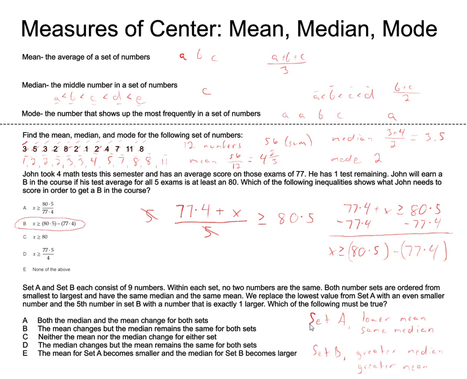So let's look at the answers and see what matches up. It looks like E, the mean for set A becomes smaller, and the median for set B becomes larger. It's correct. That choice doesn't mention anything about the mean for set B, but that's okay, because nothing in the statement is wrong.